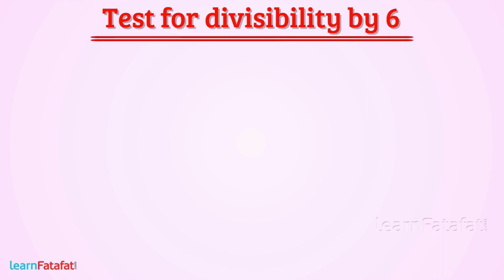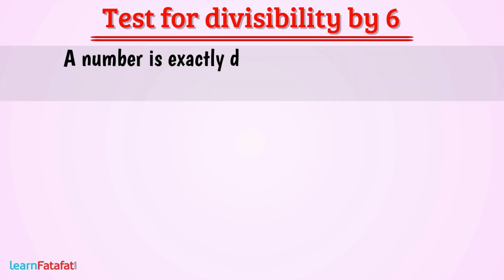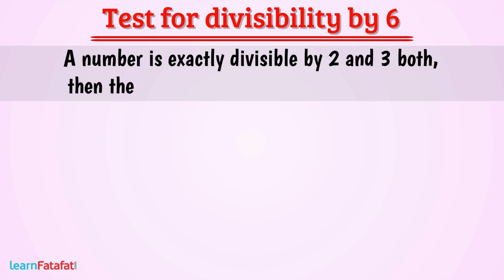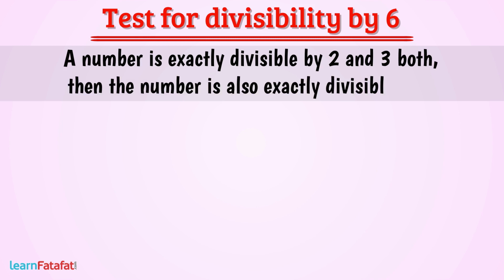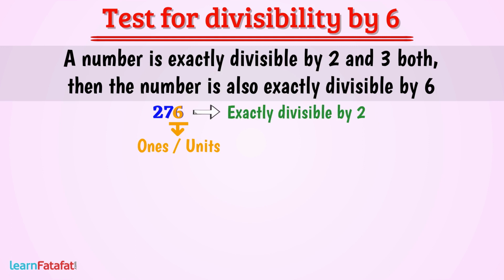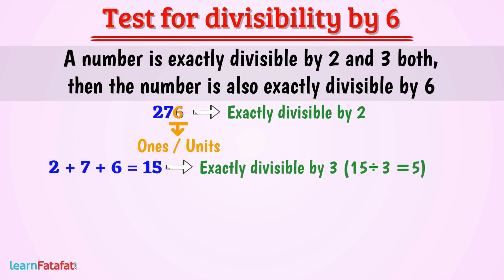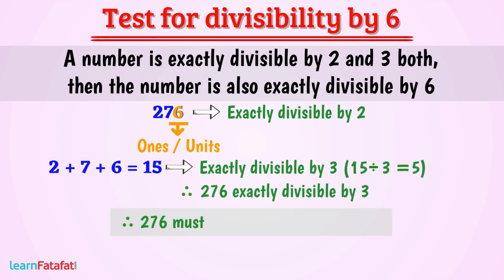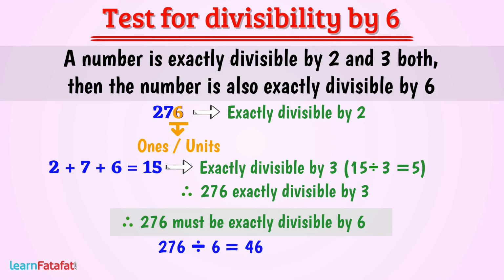Test for divisibility by 6. If a number is exactly divisible by 2 and 3 both, then the number is also exactly divisible by 6. For example, 276 has 6 at its units place, so it is exactly divisible by 2. Also, the sum of its digits is 15, which is divisible by 3. Therefore, 276 is exactly divisible by 6. Let's verify it. 276 divided by 6 equals 46 and remainder is 0.